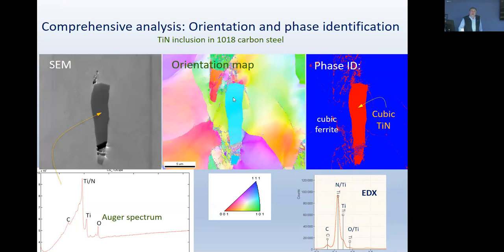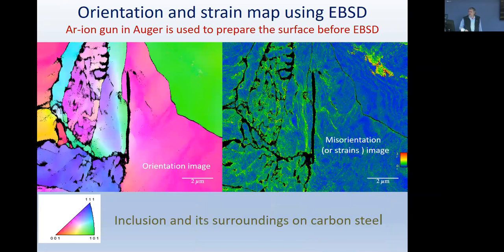When we ask the system, it gets these diffraction patterns and tells us what phase it fits. It turns out this was cubic titanium nitride. The rest was cubic ferrite. So we can identify phase and orientation, and the combination of techniques gives you the full picture. You can do other things. This is what I'm going to tell.